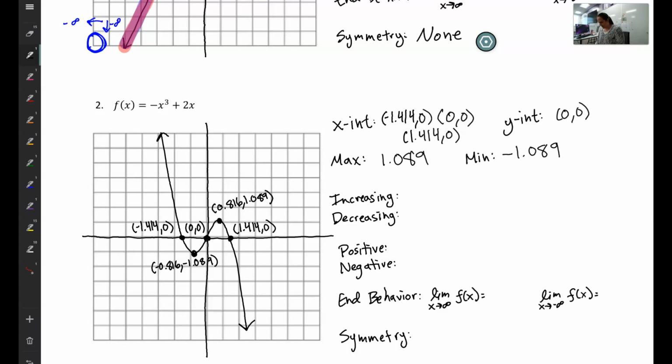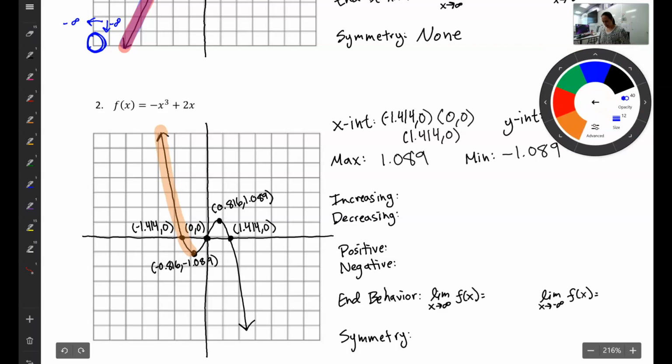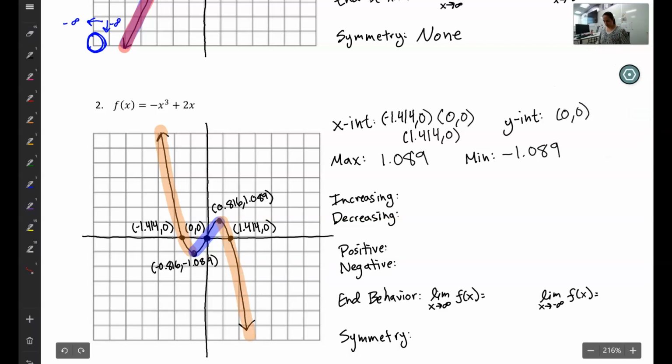Now I need to do increasing and decreasing. For increasing and decreasing, we want to think, if I read this graph from left to right, what pieces are going down and what pieces are going up when I go from left to right. So this part is decreasing. This part is increasing. And this part is decreasing. So I've got 1 increasing interval, 2 decreasing intervals.